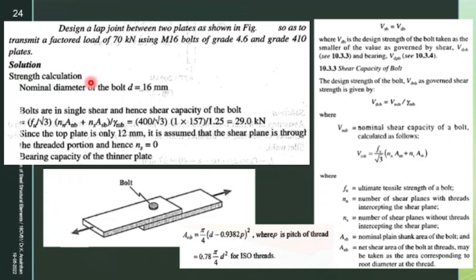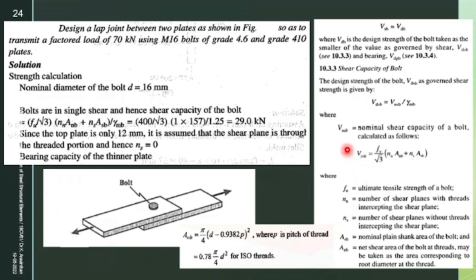So in designing of a bolted connection, you need to check for two components. What are they? Design for shear, design for bearing. In the code book, in clause 10.3.3, page number 75 you can find this clause. This clause states that the design strength of bolt Vdsb as governed by shear strength is given by, they have given the formula. So you can find by using this formula.